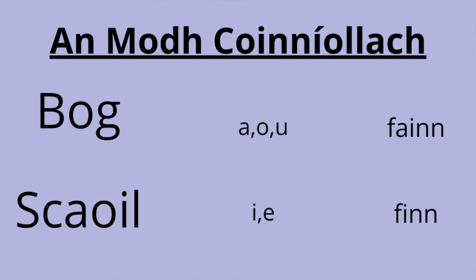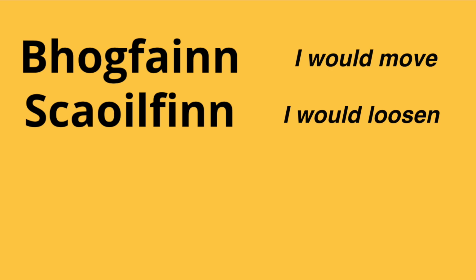Scaoil, as I said, is to loosen or unlock. The last vowel there is a slender vowel, that is I, and that makes this slender. So we go with the slender ending at the end. F-I-N-N will go at the end of that. So it'll be bogfaidh n and scaoilfinn.